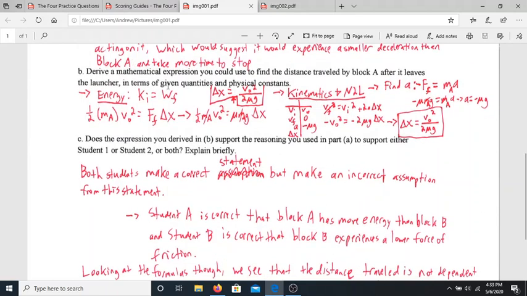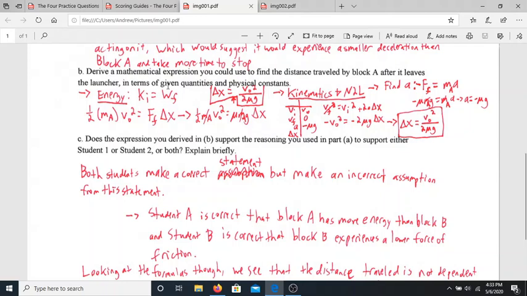In this case, it says to derive a mathematical expression you could use to find the distance traveled by block A. Basically, it wants you to find some formula that could calculate how far the block would slide before it stops. All right? Now, in this case, there are 2 ways to do it. On the score sheet, it only talks about one way, but there's actually 2 different ways. Whenever we talk about something moving and experiencing a constant force, we should immediately think that we can either do energy, that's the first way we could do this, and use the idea of work and energy, or you can use kinematics and forces.